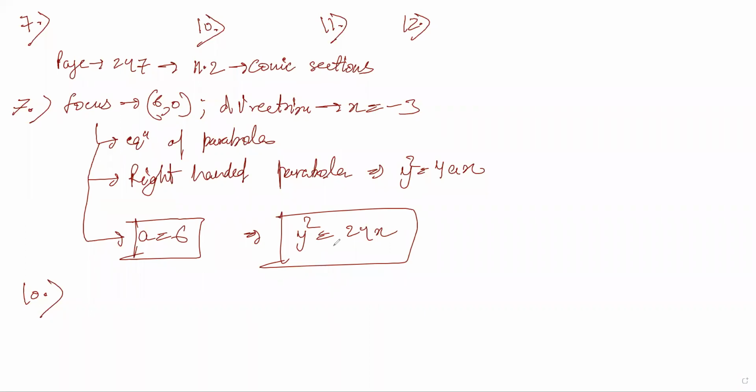Question number 9, check this question. The vertex and focus are given. If the focus is given, we can identify which type of parabola it is. So using that information, can you tell me the type of parabola? The focus is (3, 0). The focus is lying on the positive y coordinate. Right hand side.